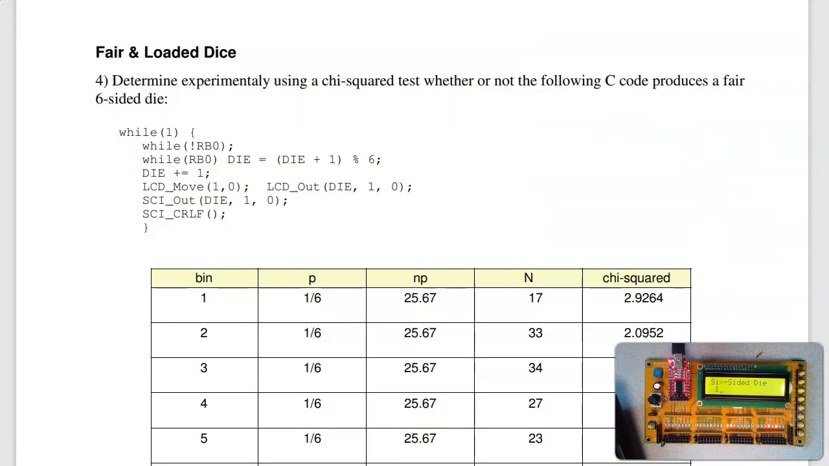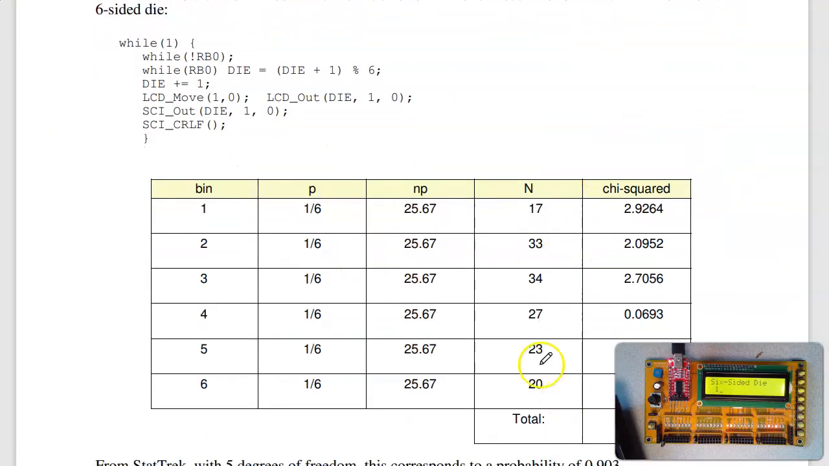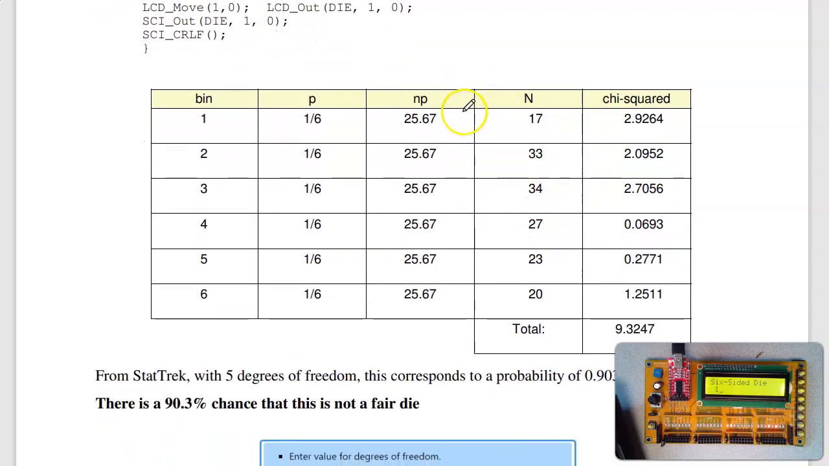So doing that procedure, I roll the dice a whole bunch of times. That's how many times I got a 1, 2, 3, 4, 5, 6. Is that a fair die? Well, to do that, compute the chi-squared score. I take the difference squared divided by 25, difference squared divided by 25, add them all up, I get 9.3.